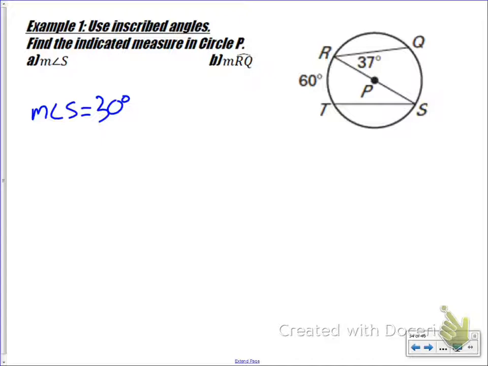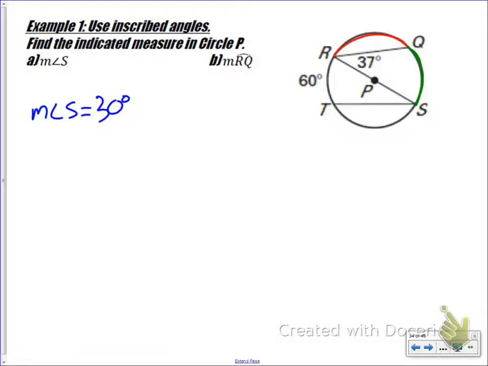The second thing we're asked to find is the measure of arc RQ. So RQ is going to be this arc up here, okay? And so to find the measure of that arc, we're going to first need to find the measure of this entire arc. We know that this whole arc from R to S is going to be 180. And if I can find the measure of QS, I can subtract that from 180, and that'll give me RQ, which is what I've been tasked to find here.